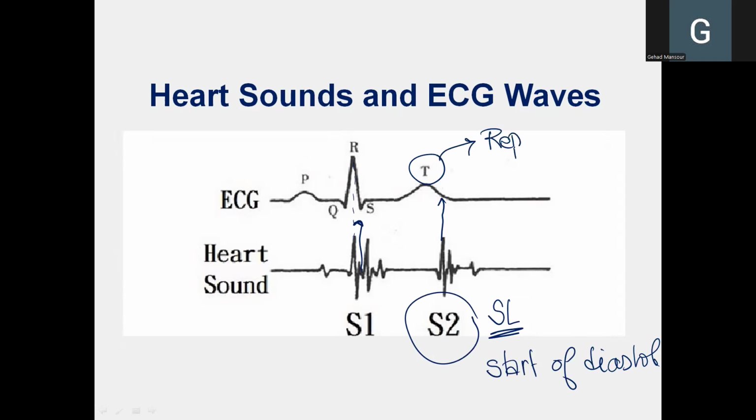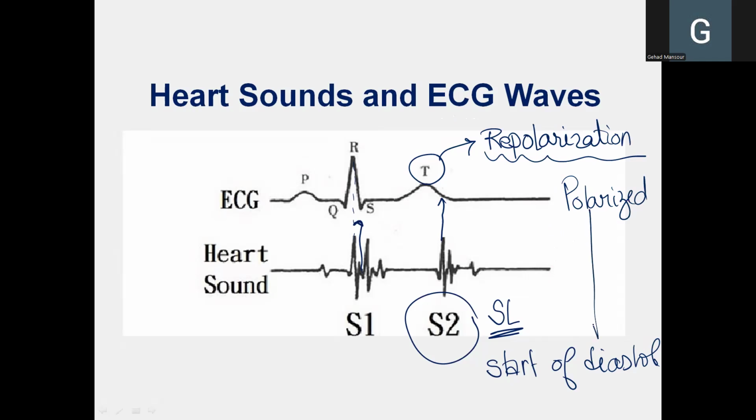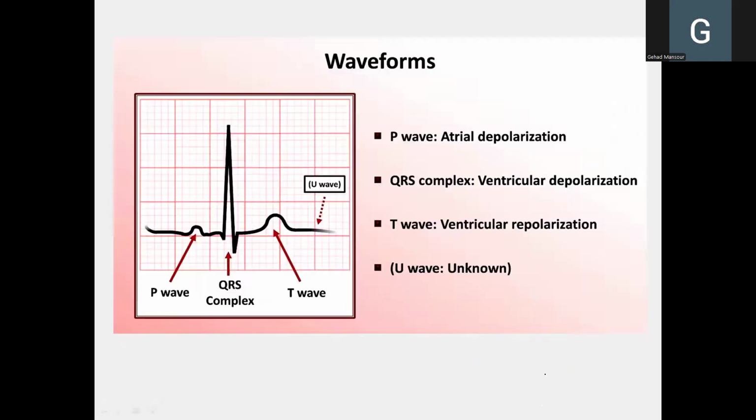T represents the recording of repolarization, or the spread of repolarization over the myocardium. And spreading repolarization over the myocardium means that we have adjusted the electrical gradient, we have adjusted the chemical gradient, we have returned sodium to the outside, we have returned potassium to the inside, and now we are again in the polarized state, or in the resting state. And this matches exactly with the start of diastole. So again, this is just a recapitulation.